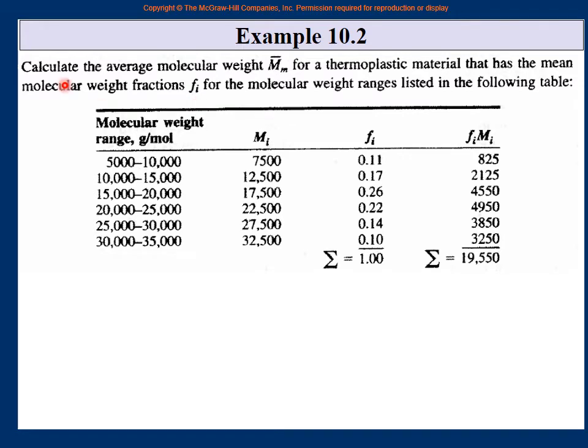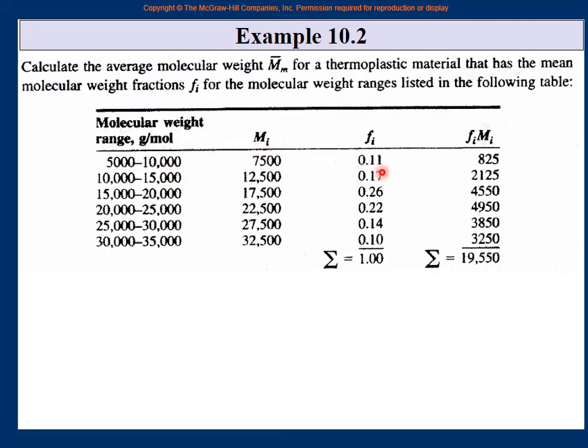So this is your example, right? Calculate the average molecular weight of a thermoplastic material that has the mean molecular weight fractions for the molecular weight ranges listed in the following table. So you see, in the molecular weight range of 5000 to 10,000, the mean is 7,500, and the fraction of the chains that have this average is 0.11, right? This is given data, that by chemical experimentation, they have found that in the range 5000 to 10,000, the ratio is 0.11. 11% of the chains are in this range.